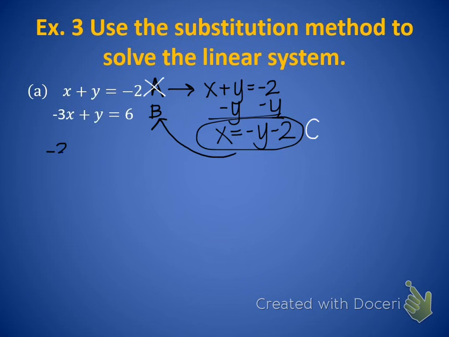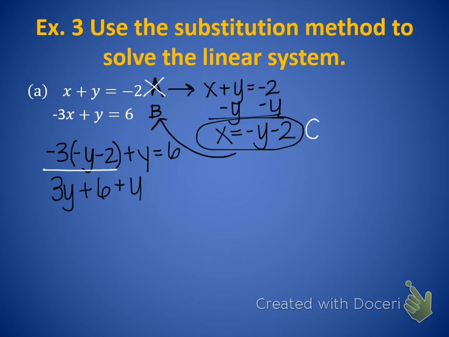So -3, I'm replacing X, so I'm putting parentheses, and what did X equal? It equaled -Y minus 2. I'm going to close the parentheses, and I'm going to bring down the plus Y equals 6. I'm now going to follow Don't Call Me After Midnight, and I see the distributive property. -3 times -Y, when I multiply two negatives, I get a positive. So 3y, and -3 times -2 is a positive 6. And then I bring down the rest of the problem.